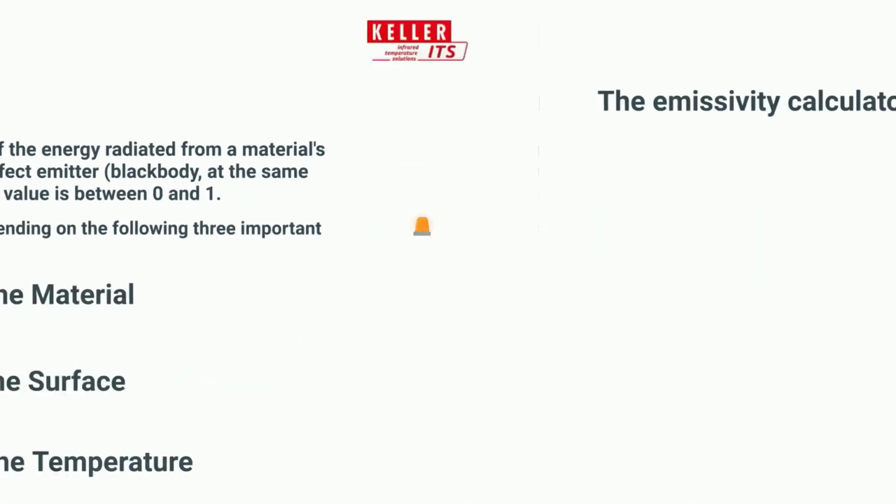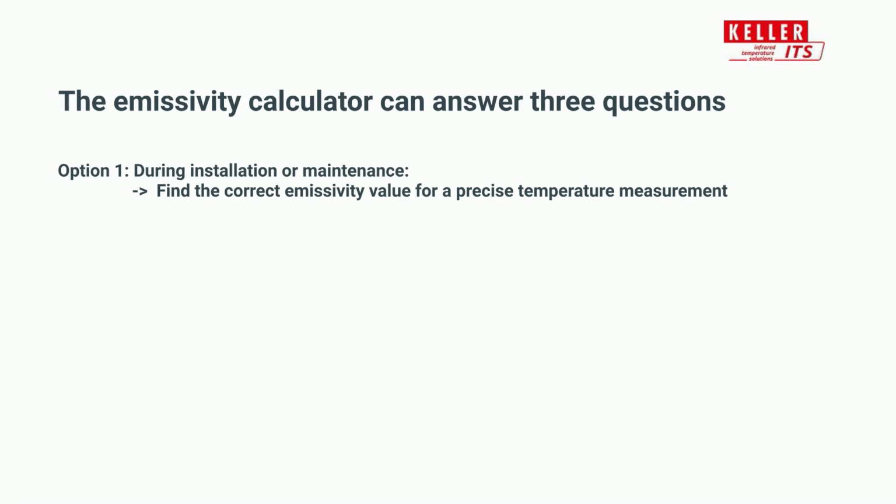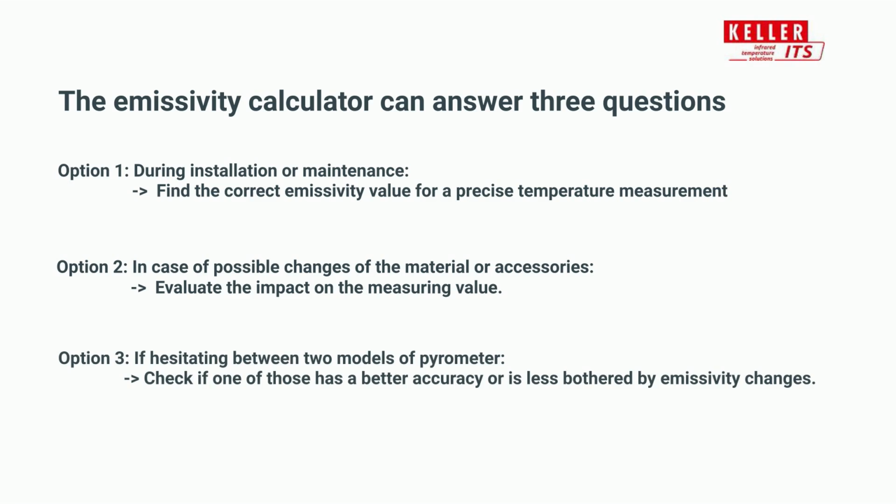The emissivity calculator can assist you in three situations. Option 1. During installation or maintenance, you can find the correct emissivity value for a precise temperature measurement. Option 2. In case of possible changes of the material or accessories, you can evaluate the impact on the measuring value. Or last but not least, if you hesitate between two pyrometer models, you can check if one of those has a better accuracy or is less bothered by emissivity changes.